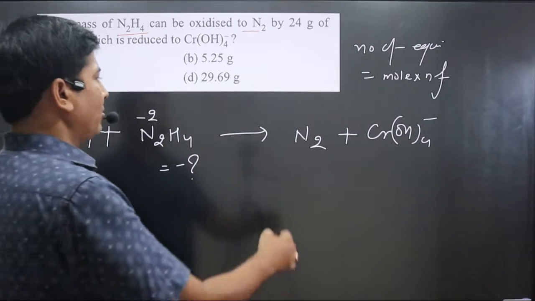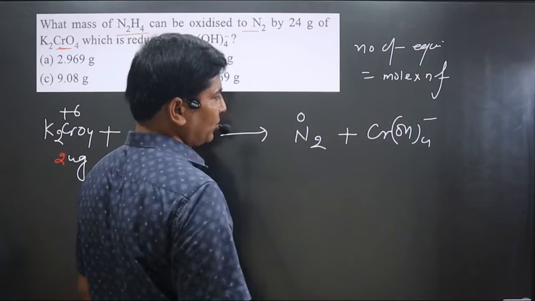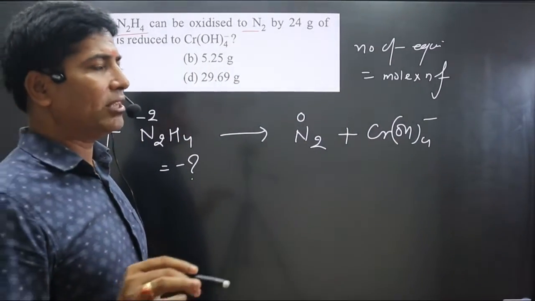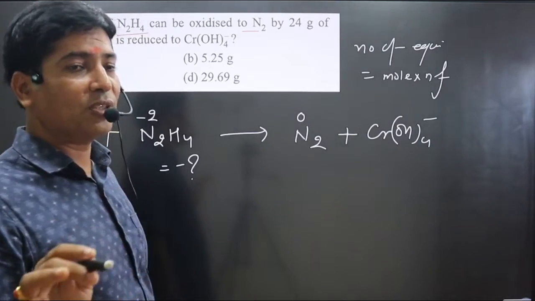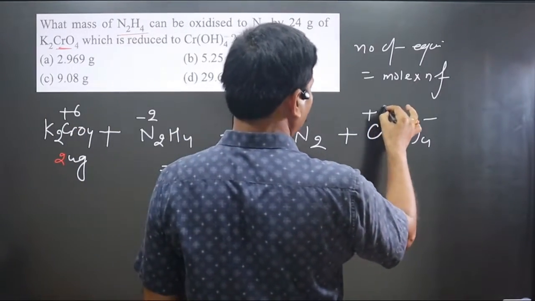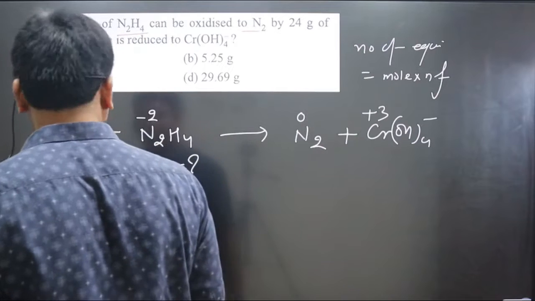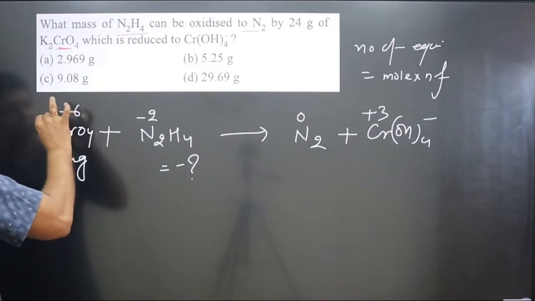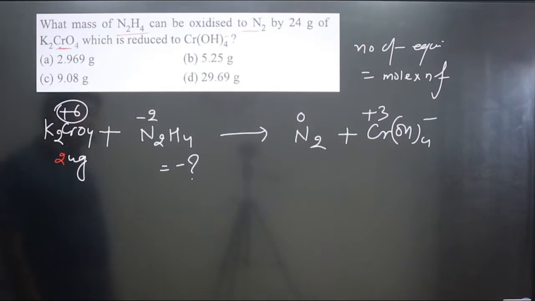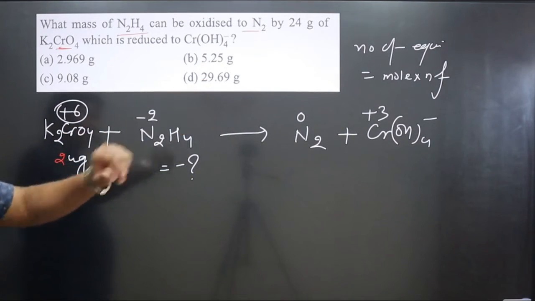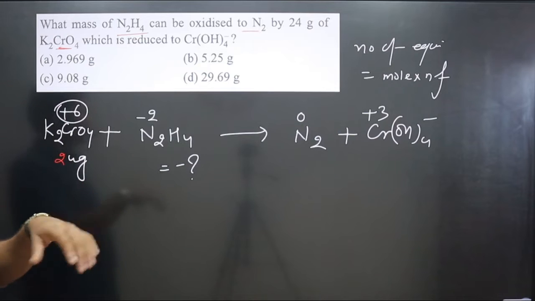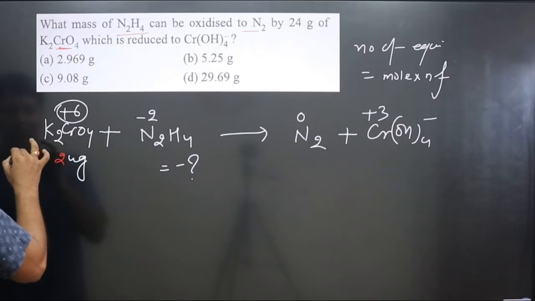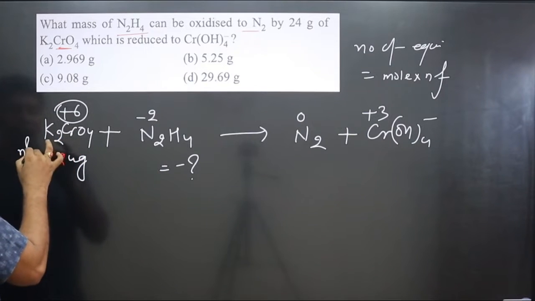On the other side, the ion has a charge of minus 1 overall, OH is minus 1. So Cr plus 4 times minus 1 is equal to minus 1, then Cr is equal to minus 1 plus 4, which is plus 3. Cr is present in plus 3 oxidation number. Now we compare the oxidation numbers. Pay attention carefully. Cr on the left side is plus 6, Cr on the right side is plus 3. The difference in oxidation number gives us the N factor value. 6 minus 3 is equal to 3. The N factor value we got for K2CrO4 is 3.